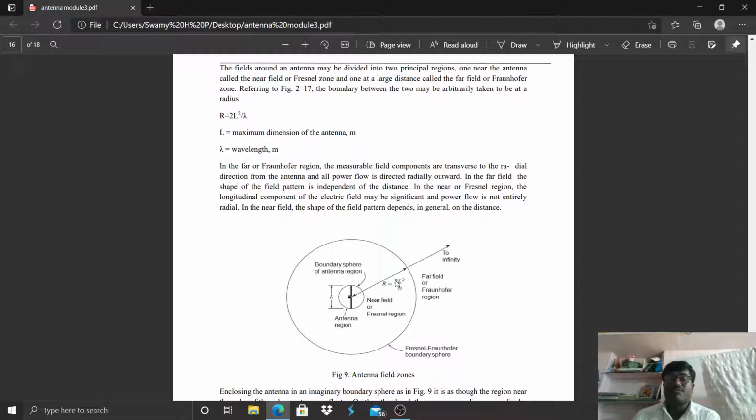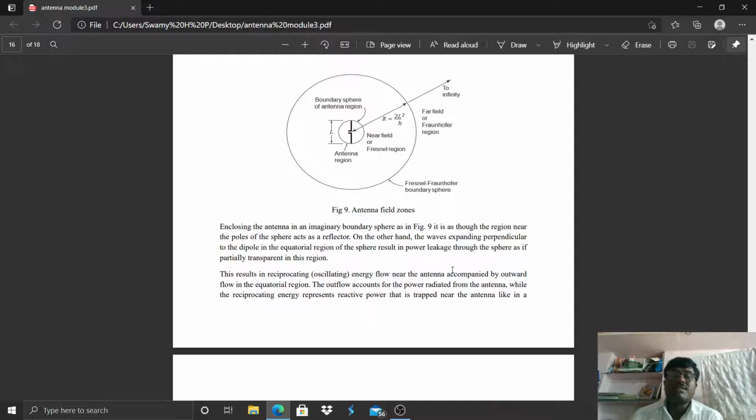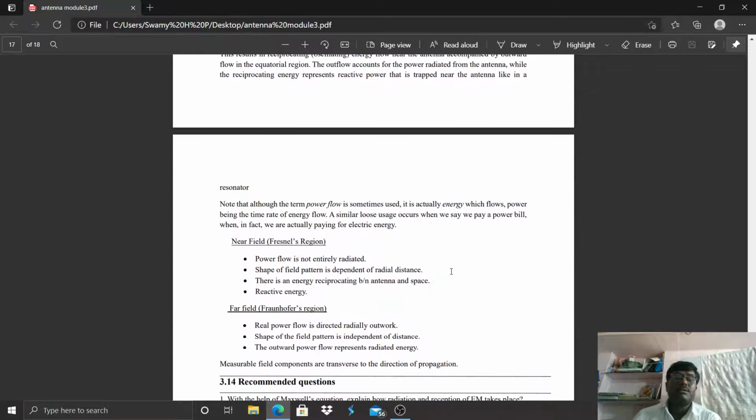After this distance from the antenna, r equal to 2L square by lambda, the remaining area in space is called the far field or Fraunhofer field. Here the power radiated from the antenna will be radial in nature at an infinite distance. So this is how you are going to have the different field zones.